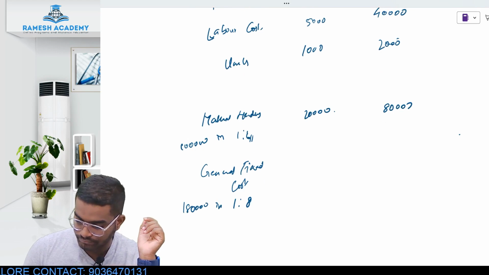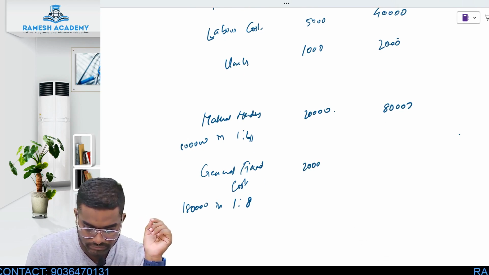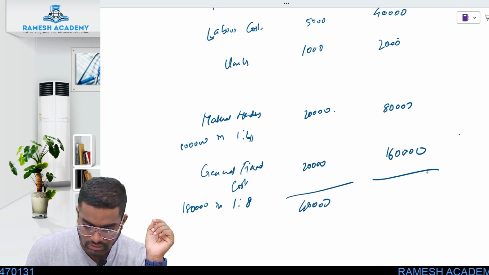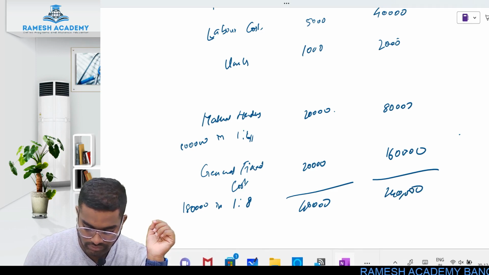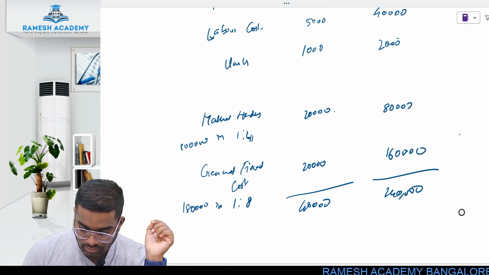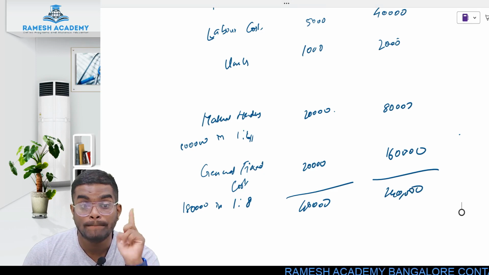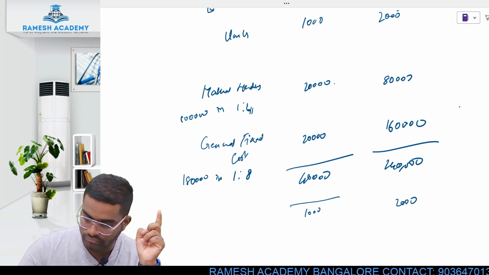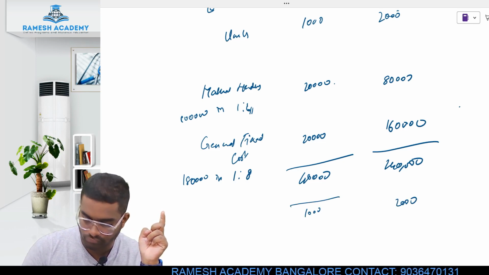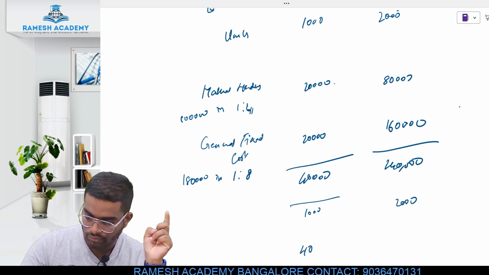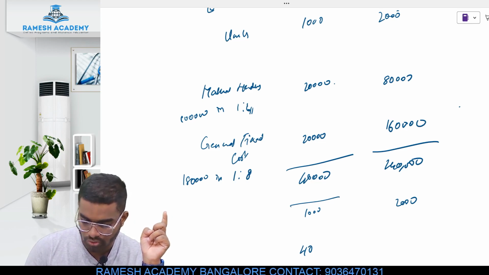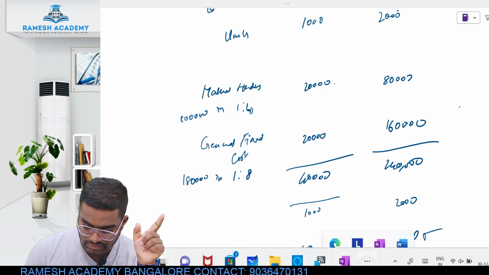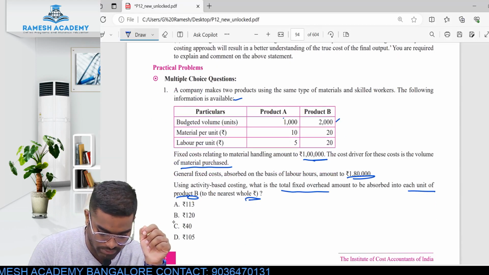So 1:8, it will be 20,000 and 1,60,000. So the total will be 40,000 and 2,40,000. We will check whether we have the option 2,40,000. But in the question they have asked per unit, so I'll divide it by the number of units. 40,000 divided by 1000 comes to 40, and 2,40,000 divided by 2000 comes to 120. In the question they are asking about B, so 120 should be the answer. So we'll see, 120 is option B.